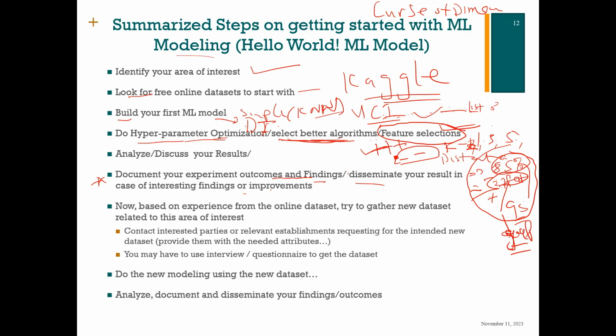Anyway, let's move on. Having demonstrated or practiced on the free data set, now try to get your own new one. How do you do this? You can do that by contacting the interested parties or relevant establishments, requesting the intended new data set. You may support them by providing them with needed attributes. We need these attributes, because often they will ask you, what kind of information do you need?